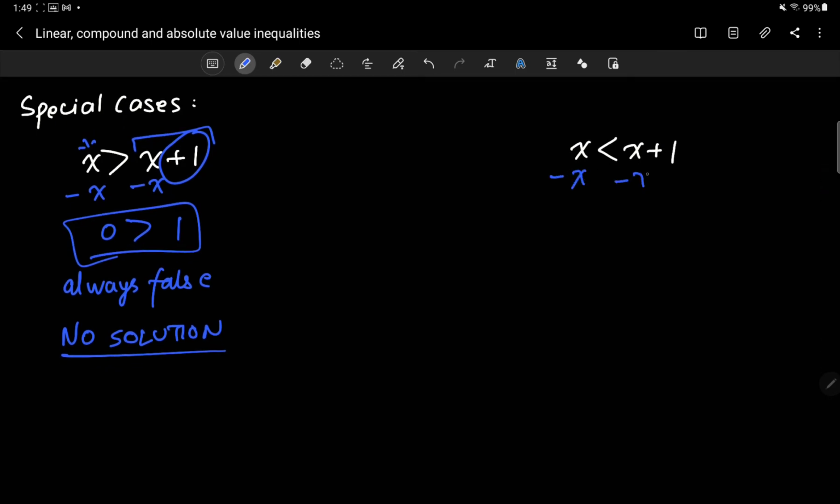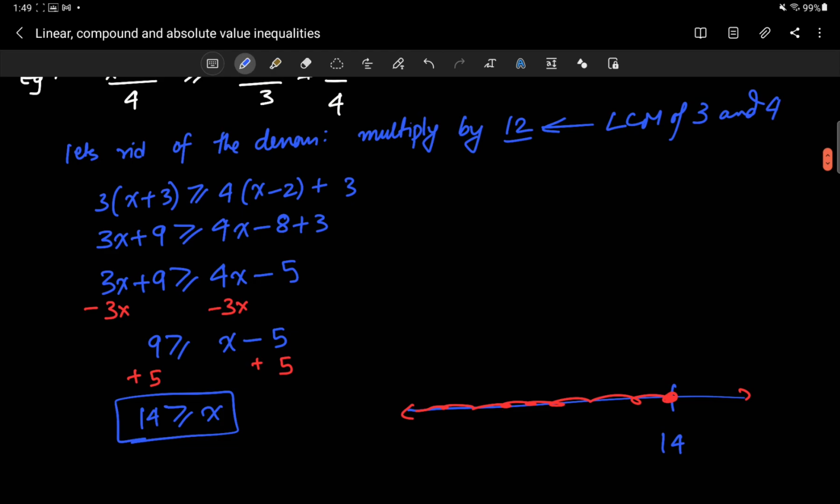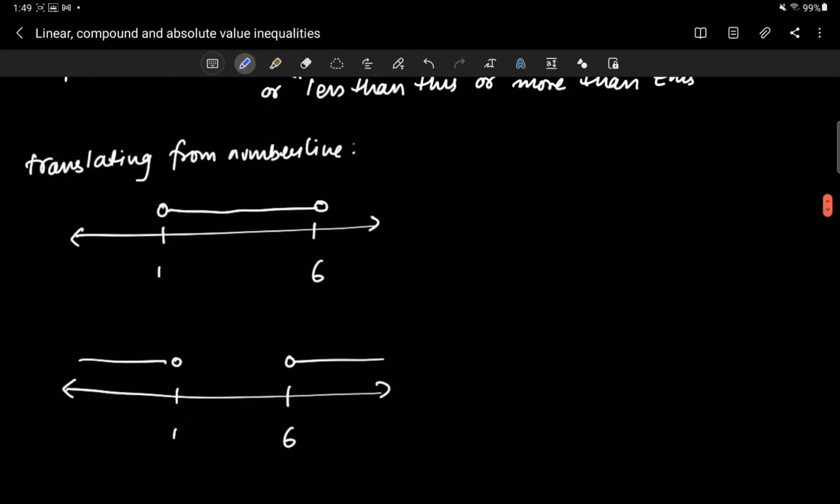Similarly, if I change the sign to less than, I get 0 less than 1, and this is always true, which means there are infinitely many solutions. And again, logically that makes sense because every number is less than itself plus 1. So this is always going to be true no matter what x you pick. This means that there are cases where you can have particular solutions, there are cases you can have no solution, and there are again cases where you can have infinitely many solutions.